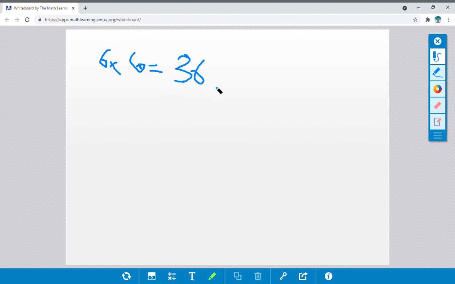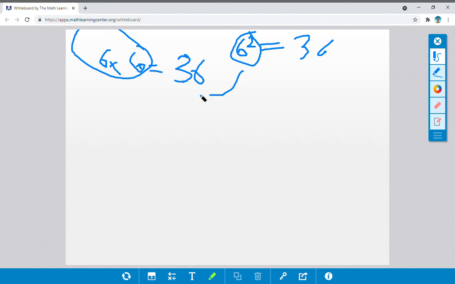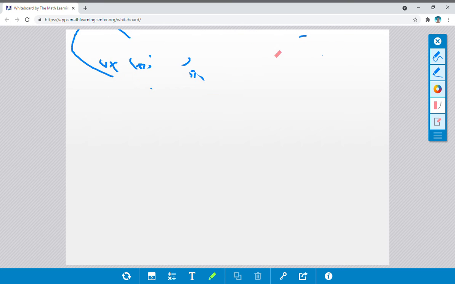Okay, so if you know exponents, they're a bit like this. We will write 6 times 6, or 6 squared, equals the same answer, 36. 6 squared is basically 6 times 6. So let's begin with square roots. Let me just quickly erase this.